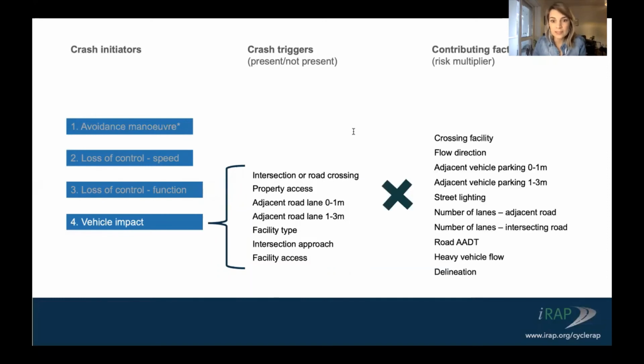When the vehicle hits a bicyclist or a light mobility vehicle user. And these are the things that need to be there. Basically, to be in the vicinity of a road, and then the things that are going to make it more likely that the crash will happen.